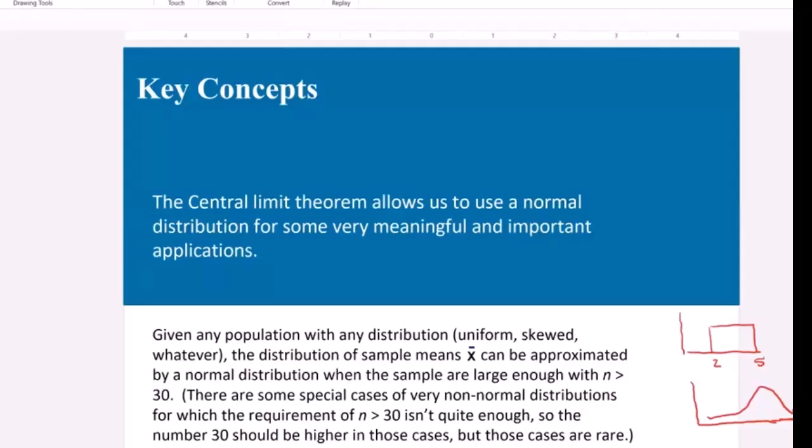Those are not normal distributions, but using the central limit theorem, you have a population, you take some samples from that population, and you find the mean of each sample. The distribution of sample means can be approximated by a normal distribution when the samples are large enough with n greater than 30. And there are some special cases where you might need to use more than 30, but it is rare.